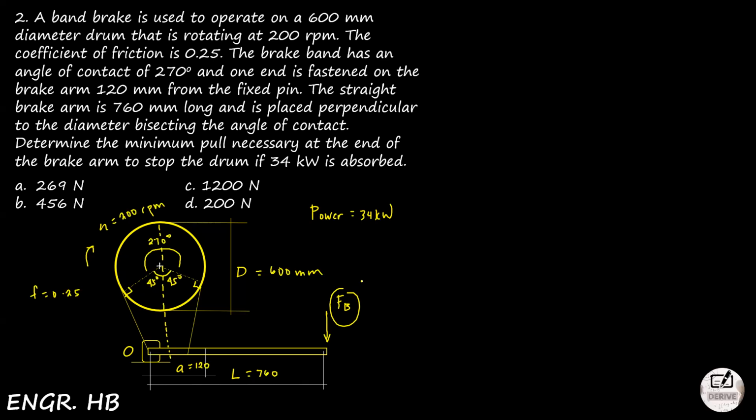So paano to guys? So draw the free body diagram muna tayo. In order for us to get the FB, way back on our previous slide, may mga formulas tayo, and that will involve the two band tensions, which is the F1 and F2. In short, we need to get the F1 and F2 first in order for us to get the FB. So free body diagram.